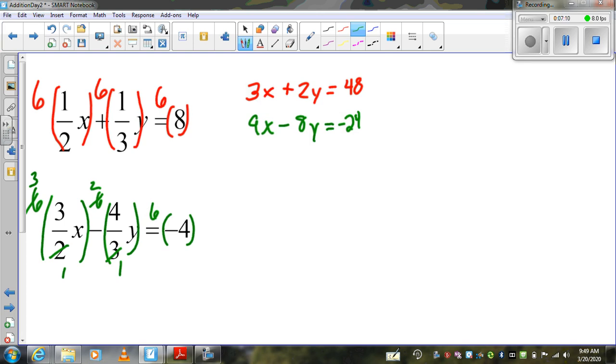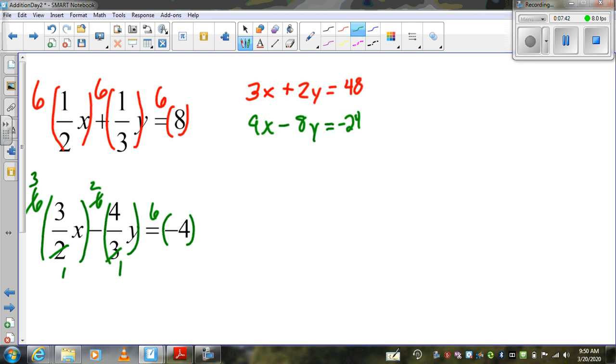Now, if I were getting rid of the x's, what's the number that 3 and 9 both go into? Well, the easiest number would be 9. And if that's already a positive 9, I would make this a negative 9. If I wanted to get rid of the y's, what's the number that 2 and 8 both go into? Well, that would be 8. So this is already a negative 8. All I would have to do is make this a positive 8. It really doesn't matter which one you want to do.